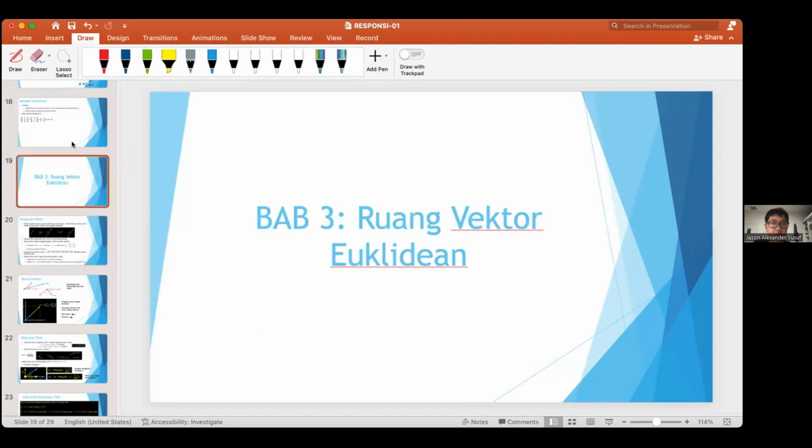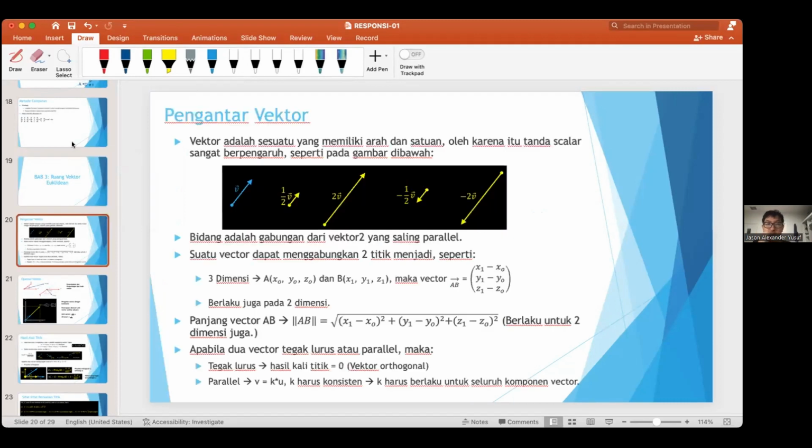Okay, so the first thing we're going to learn is what a vector is. Basically, a vector here is something that has direction and magnitude at the same time, which is why signs, meaning plus or minus, are very important, as shown in the image below.